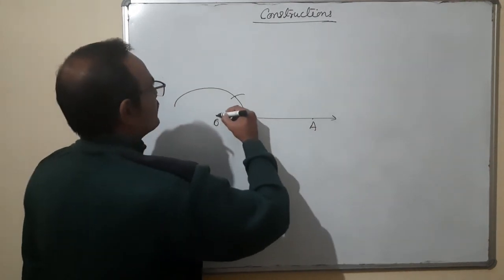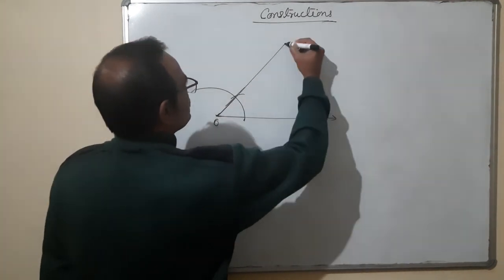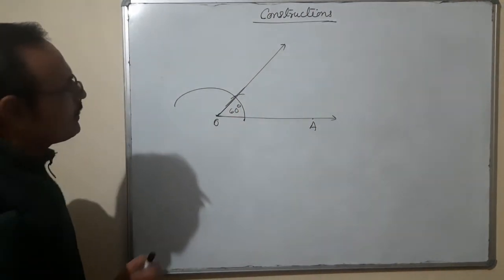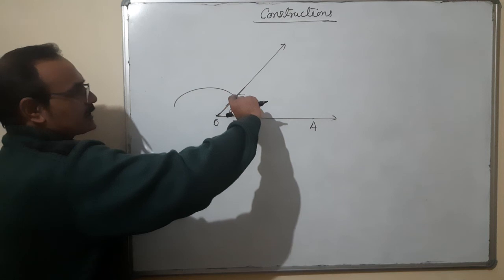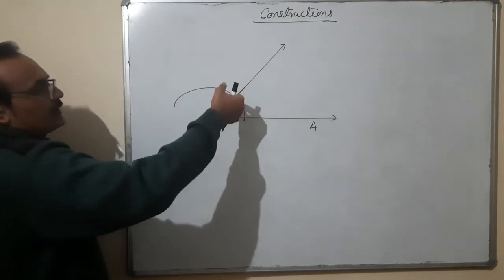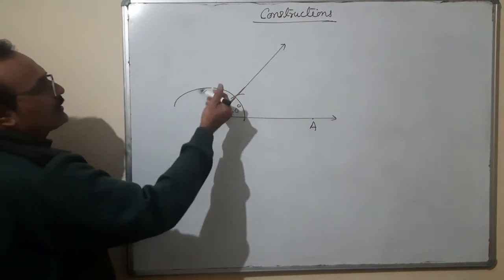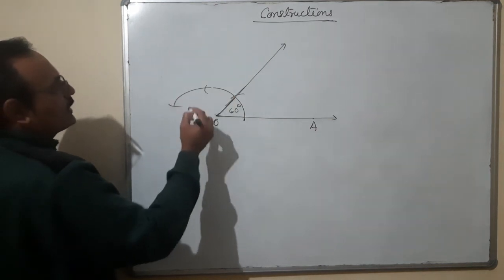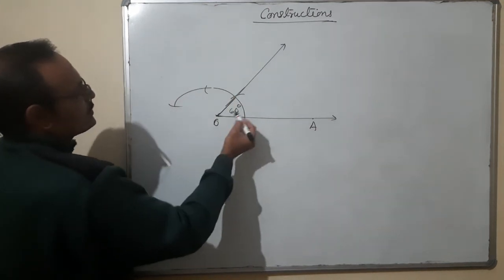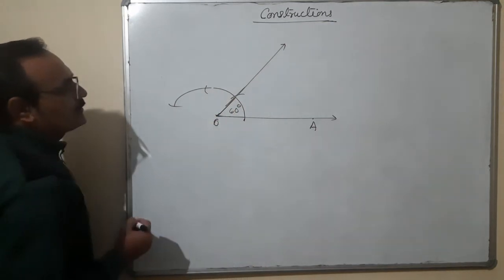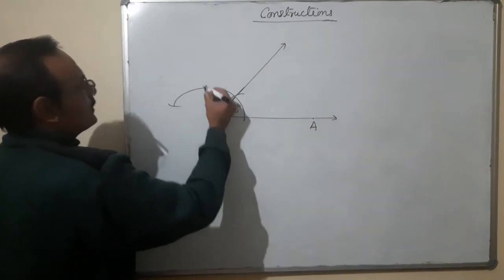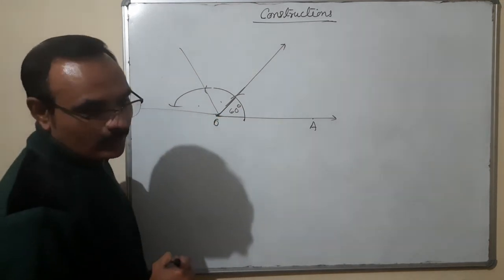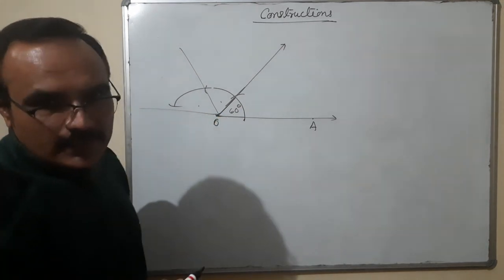And when through point O you join it and produce it, then it becomes an angle of 60 degree. Whatever the distance is here, 60 degree; taking the needle point here and cutting an arc, it is 120 degree. And from here, when you cut an arc, it is 180 degree. So 60, 120 and 180, like that. They are equal.